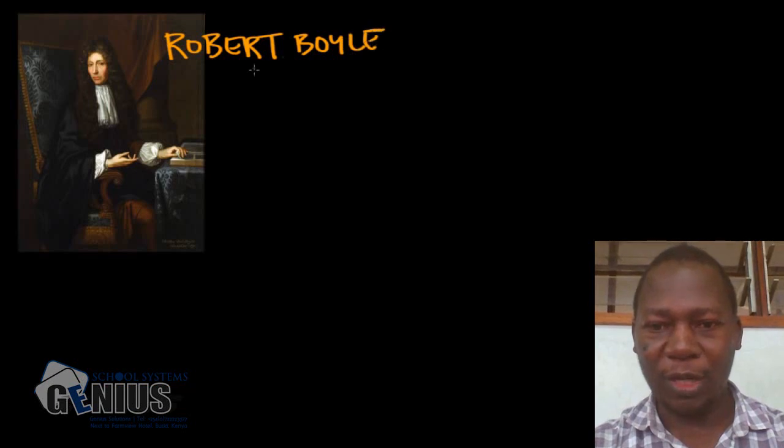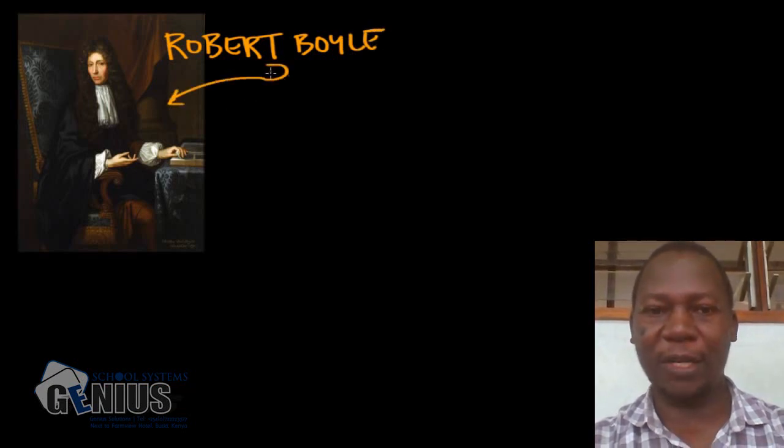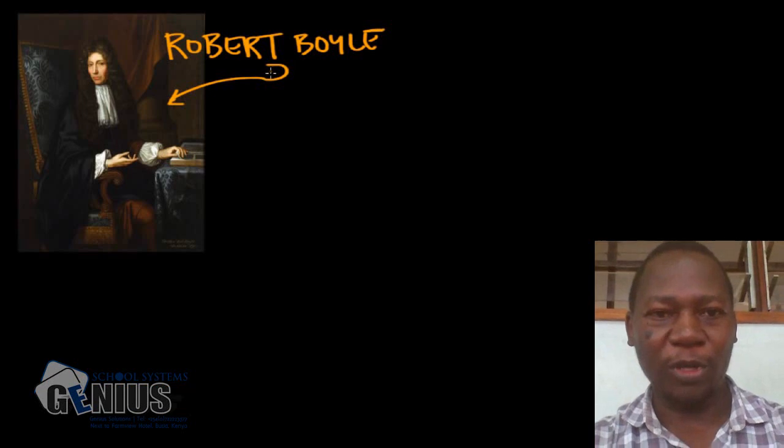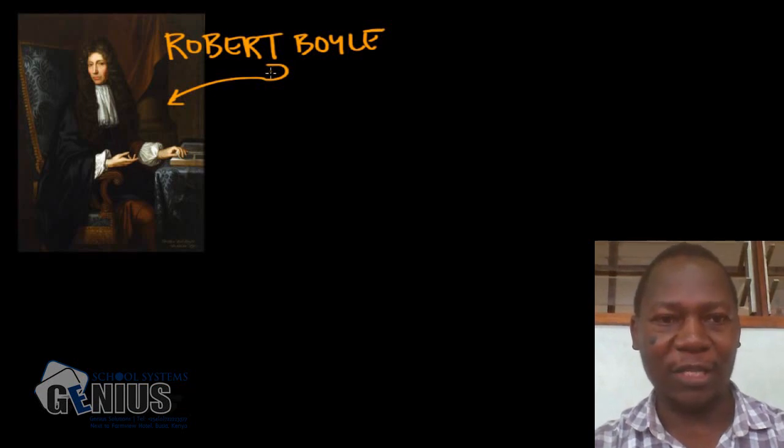Chemistry Form 3, namely the gas laws. This law, as we studied, we have to look at the origin of this kind of information. We are thinking about scientists like Robert Boyle. Robert Boyle was an Irish scientist who lived in the 1600s, and it's actually from his experiments that we get Boyle's law, which actually preceded the ideal gas equation.